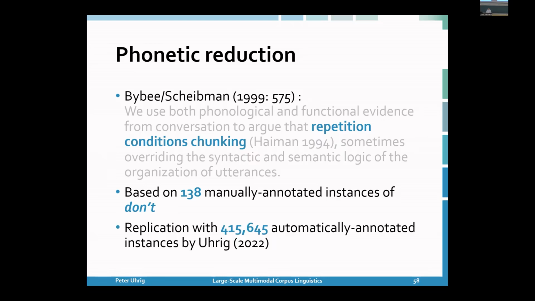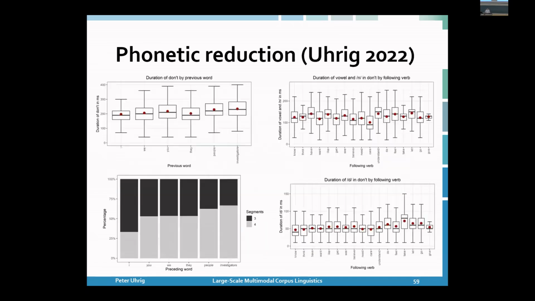I then tried to replicate that, so I used 415,000 automatically annotated instances, because I had an idea what was going to come out. Again, this was to verify that the method is working. So I went in and said, okay, let's just see what happens if we have "don't" followed or preceded by certain words. This is the short summary, because actually this is not the study I want to present. This is the background I want to present. I don't want to go into the details here, but I was able to confirm the hypothesis about the difference between reductions being a frequency rather than a categorical effect, because they didn't have enough data for that.